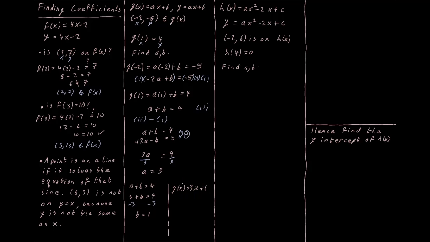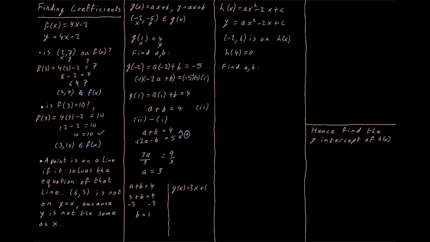I can fact check that very quickly. If I take g of minus 2, I'd have 3 by minus 2 is minus 6, plus 1 is minus 5. So I get the point that I was expecting, and when x is 1, y is 4, 3 by 1 is 3, plus 1 is 4. So the points that I had work for the equation I got. It's a very quick check to see that we did everything right.